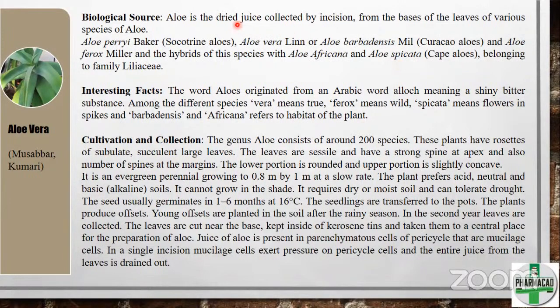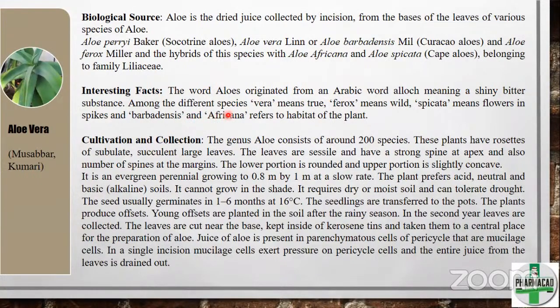So aloe is basically a dried juice collected by excision from the base of the leaves of various species of aloe, like aloe perryi, aloe vera, aloe barbadensis, aloe ferox, aloe africana, and aloe spicata, belonging to family Liliaceae. So these are socotrine, curacao, cape aloes. These are nothing but different types of aloes. Now this is basically how they have given these names. The word originated from an Arabic word alloeh, meaning a shiny bitter substance.